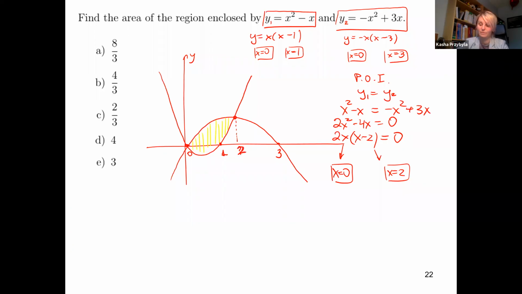This is 2. That means the area will be simply an integral, and we know we are slicing along the x-axis from 0 to 2. We can see the yellow slice, and it is the top curve minus the bottom one, the top minus the bottom one.